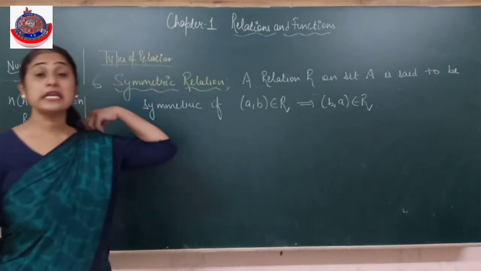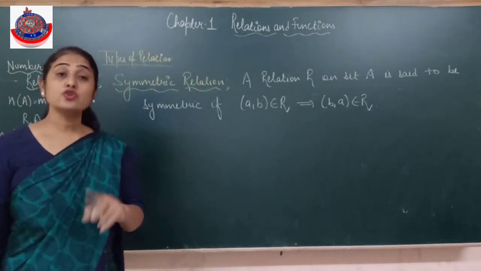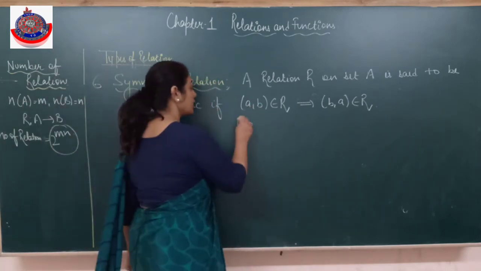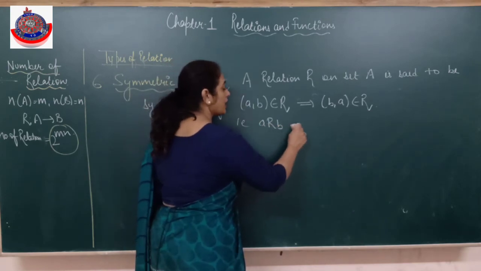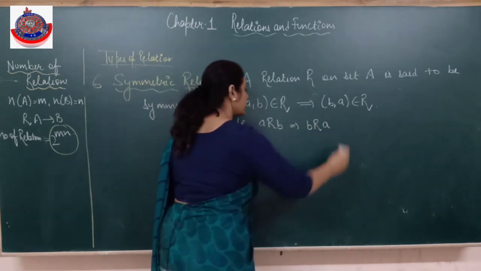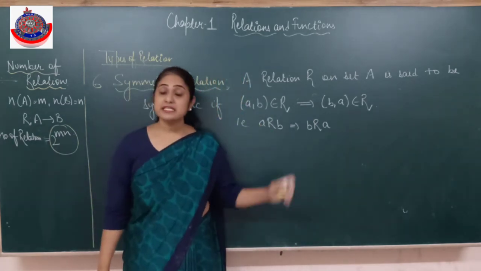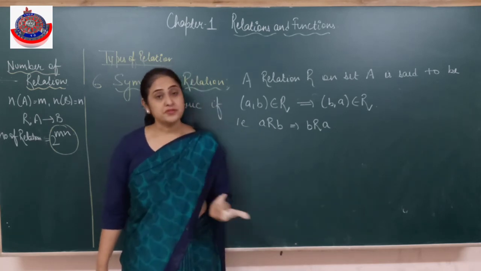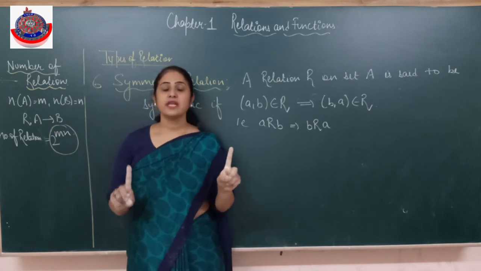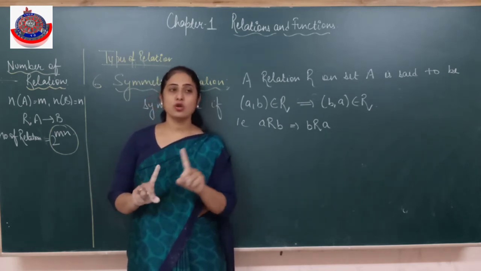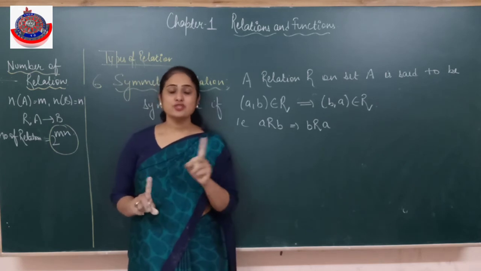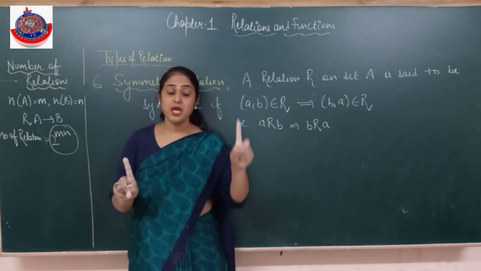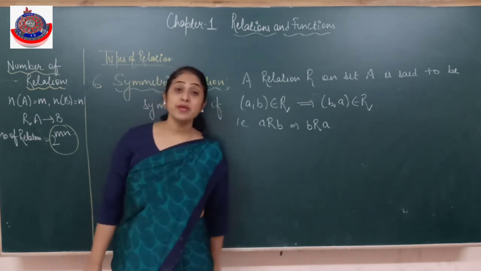Alright, it means if R has the element (1,2), and it also has the element (2,1), then it will be symmetric. That means if A has a relation with B, and B also shares the same relation with A, then it is said to be symmetric. For example, there are 2 girls. Say Komal is a sister of Payal. Then Payal is also a sister of Komal. So when A shares a relation with B, and B also shares the same relation with A, then it is said to be symmetric.